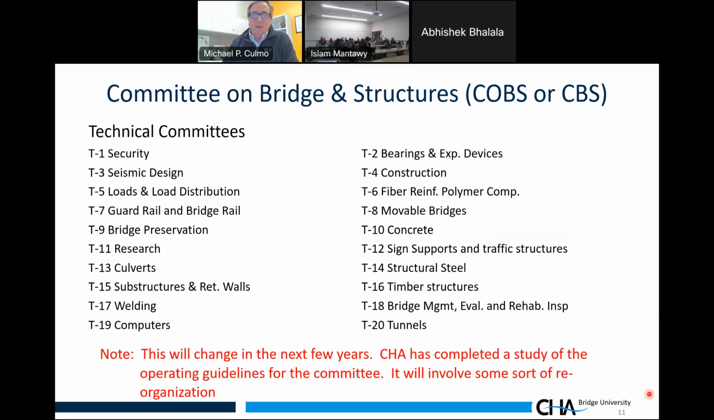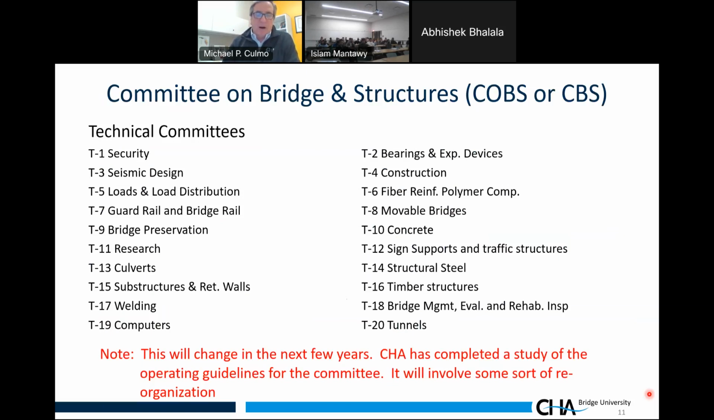The biggest committees in the overall committee on bridges and structures are T10, the concrete bridge committee, and T14, the structural steel committee. The seismic committee, T3, is very active. Right now, the bridge preservation committee is very active. There's a lot going on with that. But as you can see, they cover all aspects of bridge engineering. And again, each committee is assigned to manage a certain portion of the AASHTO LRFD bridge specifications.